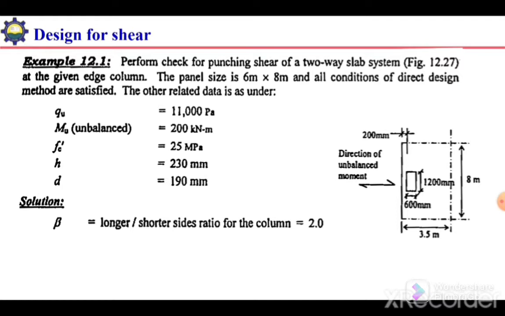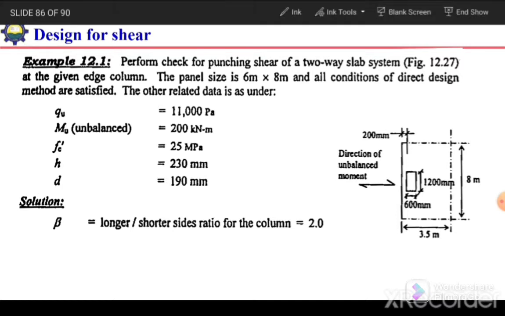The problem is: perform check for the punching shear of two-way slab system at the given edge column. So we have given an edge column out of a two-way slab system. The panel size is 6 meter by 8 meter. So the panel for which this edge column is shown, it is 6 by 8 meter. And all conditions of the direct design method are satisfied.